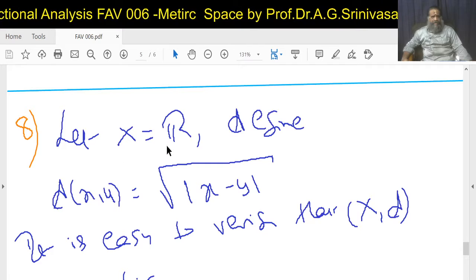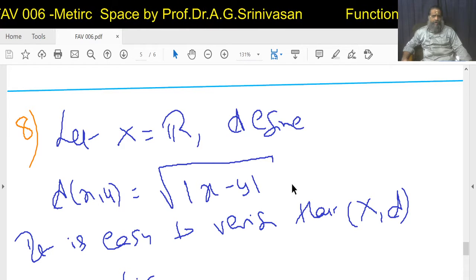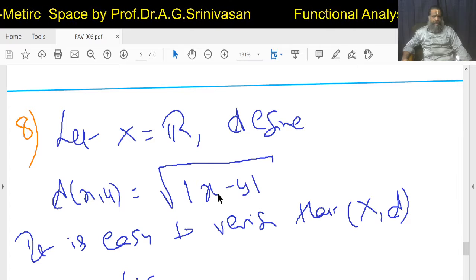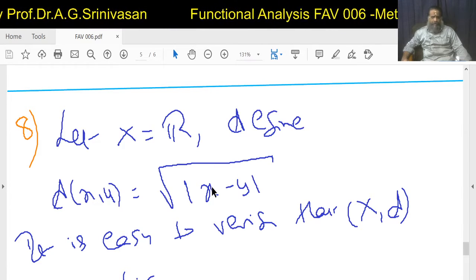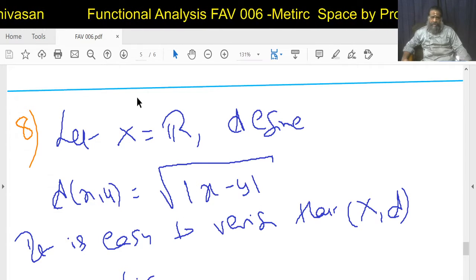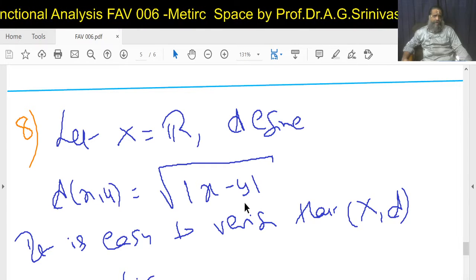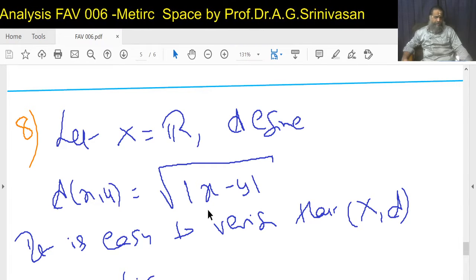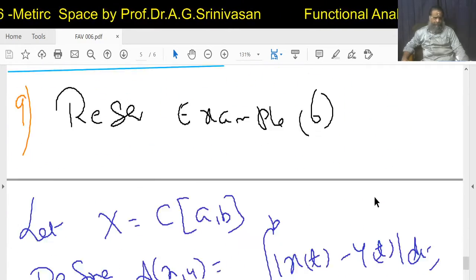Example 8 is X equal to R. Define d of xy as the square root of modulus x minus y. If x and y are two real numbers, x minus y is a real number, but it could be negative. Because of the modulus, it is positive. So the square root is again a real number as well. So easily you can show, using modulus properties and some basic mathematics, that (X, d) is a metric space.